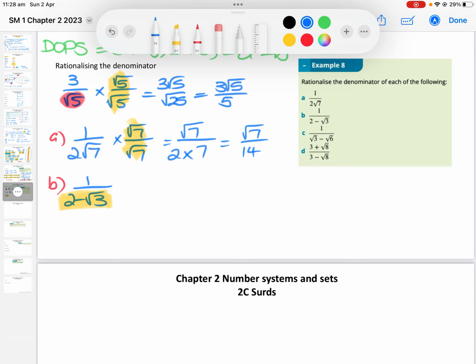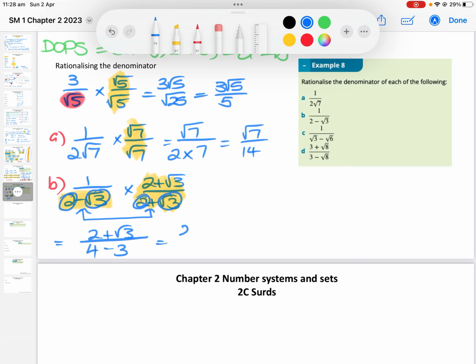So if I multiply this by 2 plus root 3 on 2 plus root 3, we're effectively multiplying by 1. But what's going to happen is when I have my plus and my minus, we're going to get rid of that middle term. So this will tell me on the top we're going to have 2 plus root 3. And on the bottom, I'm going to get A squared minus B squared. So I get 2 plus root 3 over 1, or just plain old 2 plus root 3. So we have a rational denominator. We've rationalised the denominator because now it is in fact 1.